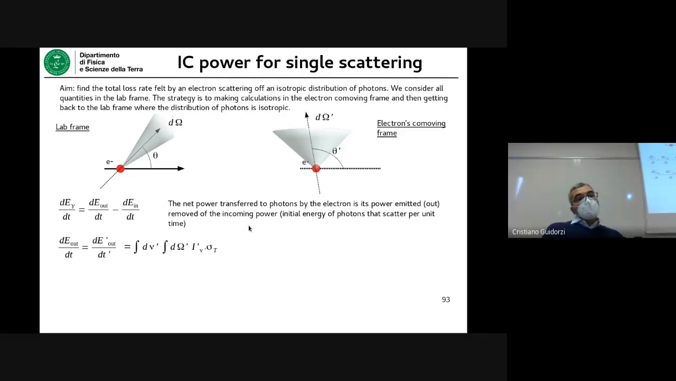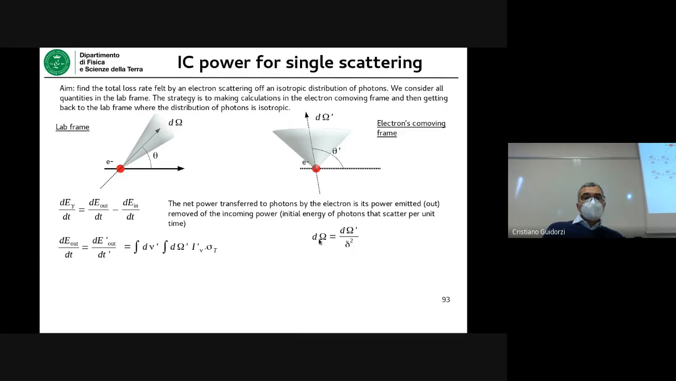You see? Now, I remind you that you don't know this I prime in the comoving frame, because in the comoving frame the distribution is no more isotropic, in principle. So the idea now is to move to the lab frame in the calculation of this. To do that, we have to remember how each of these terms transforms. And that's what we saw during one of the first classes about special relativity.